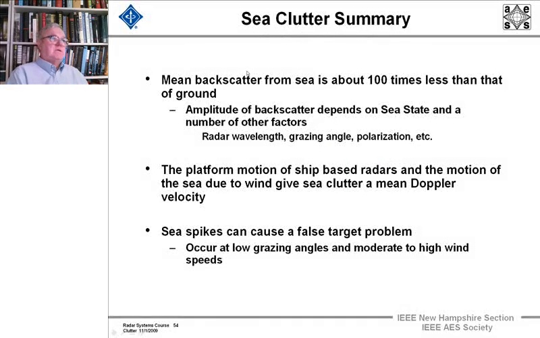Okay, now summarizing sea clutter. The mean backscatter from the sea is 100 times less than that of the ground. The amplitude and backscatter depends on sea state and a number of other factors. We've gone over that. The platform motion of the ship-based radar and the motion of the sea gives the sea clutter a mean Doppler velocity. It's not zero. The mean isn't. And sea spikes can cause a false target problem, and they occur at low grazing angles and moderate to high wind speeds.